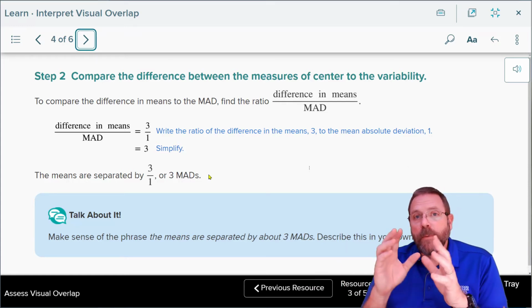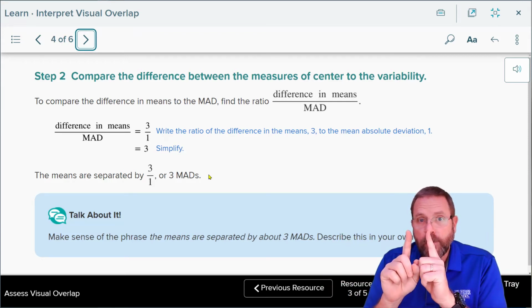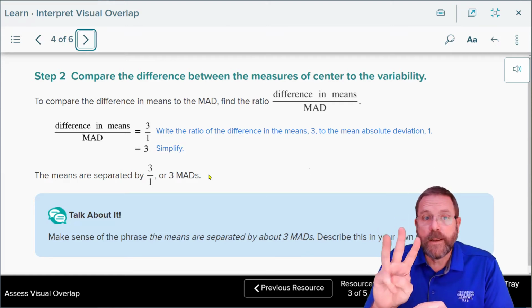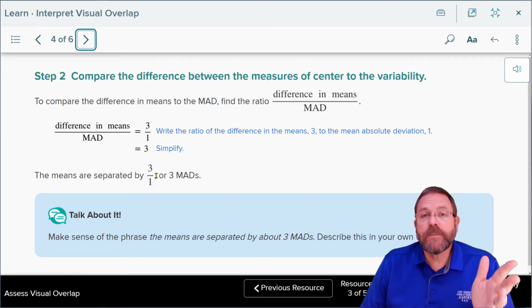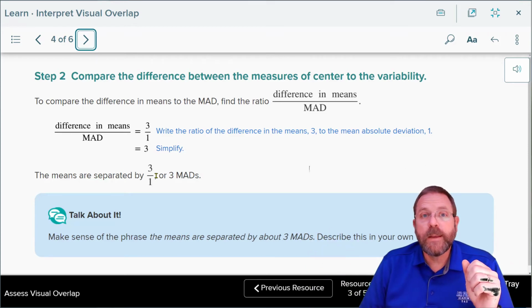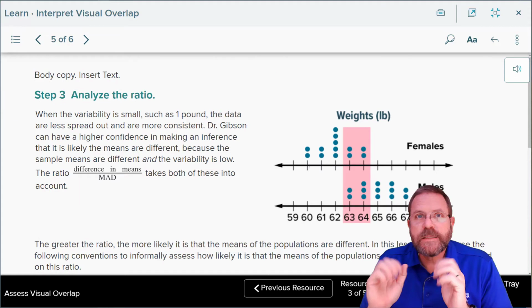Okay? Think about what we're saying here. The difference is 3 pounds. A mean absolute deviation is 1 pound. How many 1 pounds are there in 3 pounds? 3. Therefore, you have a difference. The means are going to be separated on the two of them by 3 mean absolute deviations. Okay? A lot of vocab here. Let's keep going.